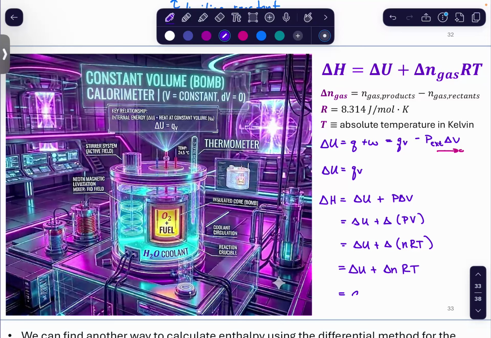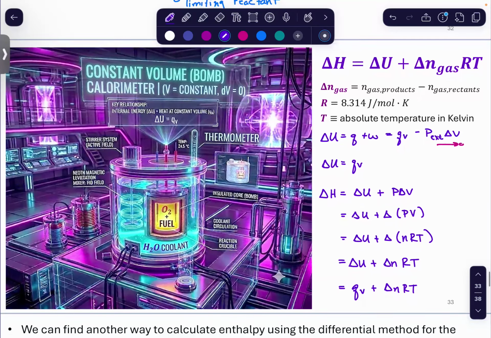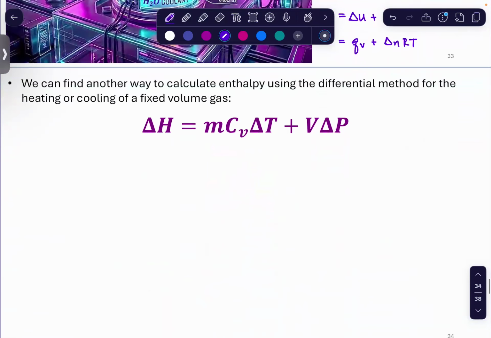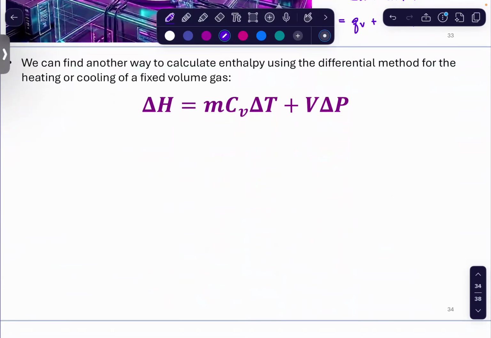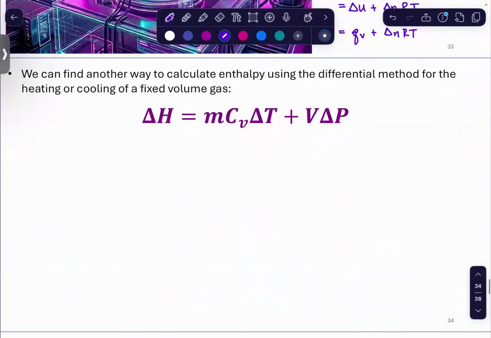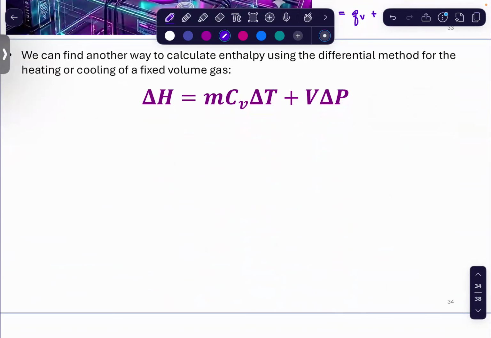So of course here you have QV plus delta nRT. So there's one form of enthalpy for a constant volume system. Let's see, here is another form of enthalpy for a constant volume system. So you see your QV equals MC delta T plus V delta P. Okay, well, we can get to that through our differential format again.